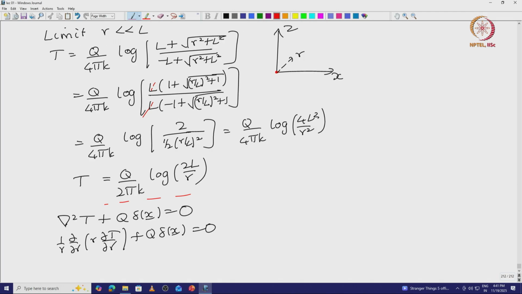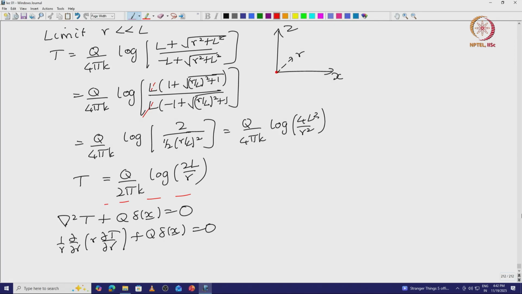Note that this solution in 2 dimensions increases proportional to log of r or minus log of r as r goes to infinity. The temperature does not decrease to a constant value in the limit as r goes to infinity. The reason is that in 2 dimensions we do not have solutions for the temperature field which decrease to a constant or to 0 as r goes to infinity. It is only in 3 dimensions that we have the temperature field decreasing to 0 proportional to 1 over r for a point source. So, in 2 dimensions we do not have the temperature field decreasing to 0.